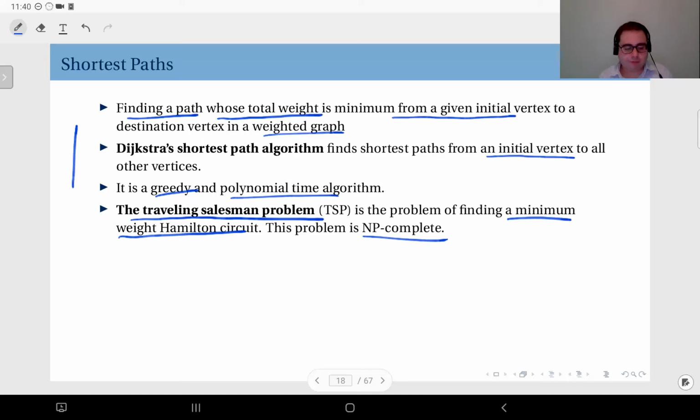On the other hand, if you just consider one initial vertex and one destination, and you want to find a path from the initial vertex to the destination such that the total weight of the path is minimized, that is a considerably easier problem. For instance, Dijkstra's shortest path algorithm can solve that in polynomial time, and there are also some other algorithms that do this. But in the context of this course, we are going to study Dijkstra's shortest path algorithm next.